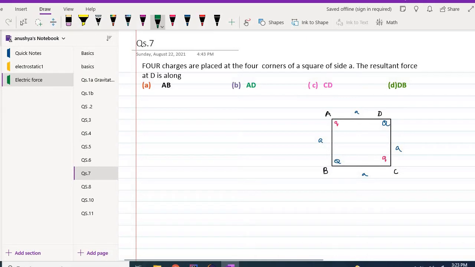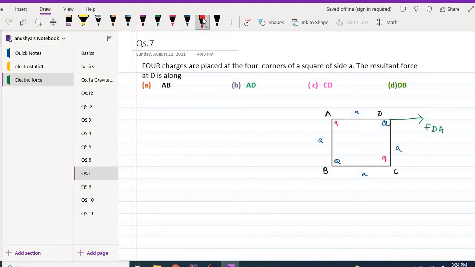So first check it with A. A is Q, positive, and D is also Q. Now what happens? D is repelled. So A repels the D. We have to check it out with respect to all other charges. So D is positive, A is also positive, so D will be repelled by this A. This is your FDA.